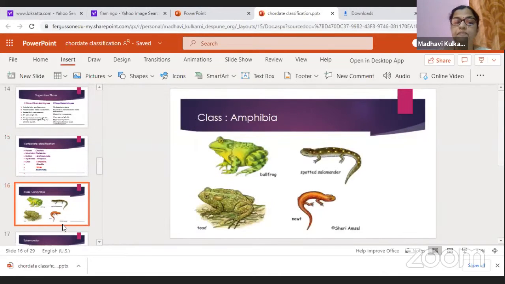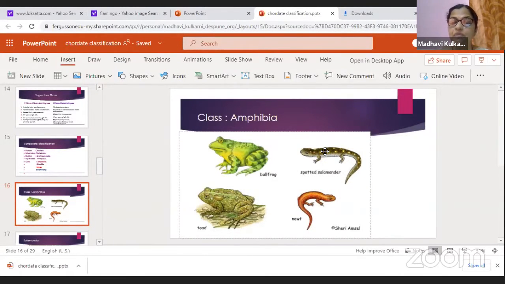Here are some pictures from the class Amphibia. Here, the first is a picture of a bullfrog. Second is a spotted salamander. Salamander and this newt, these two animals, they look like a lizard, but they are not lizard. Please remember, they are amphibians because they do not contain an exoskeleton.